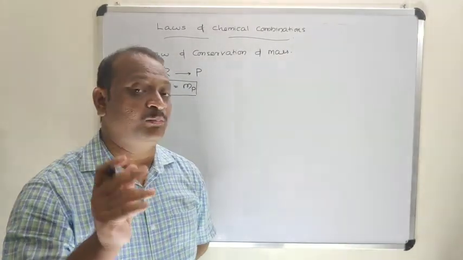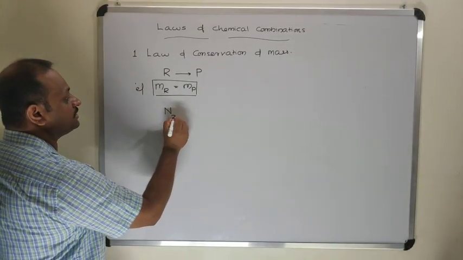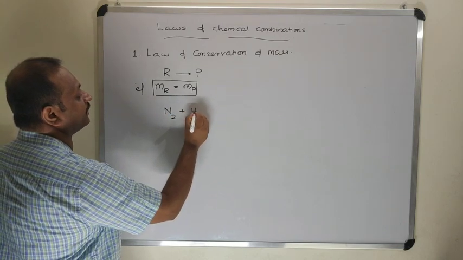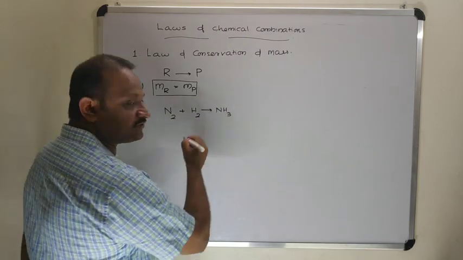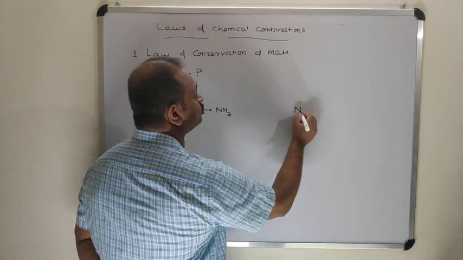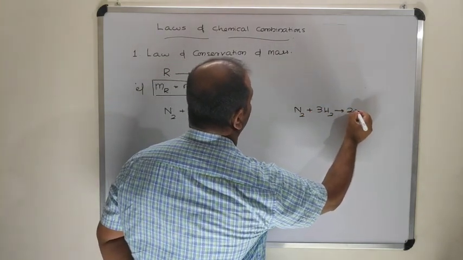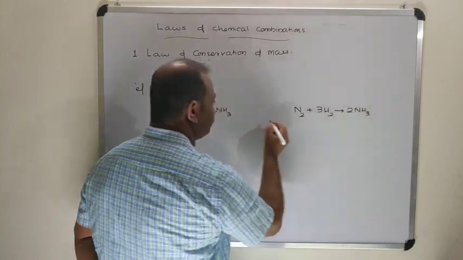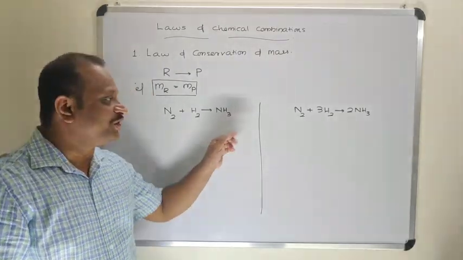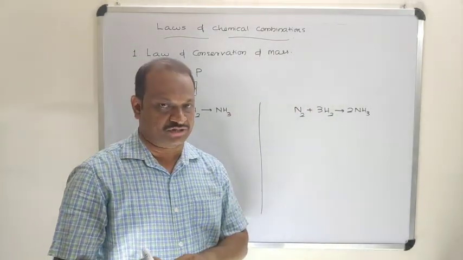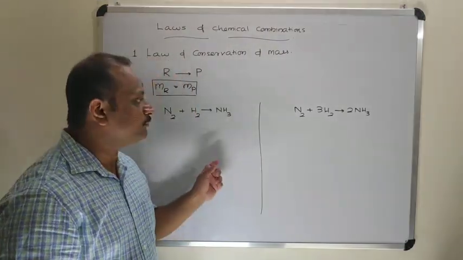So let us see with the help of two reactions. See, I am just writing first reaction here. Nitrogen combines with the hydrogen to get ammonia. Similarly, we have the next reaction. Here we have N2 plus 3H2 gives you 2NH3. See the difference? Here, this reaction is not balanced, but here you can see that this particular reaction is balanced. See, what is the purpose of balancing chemical reaction?